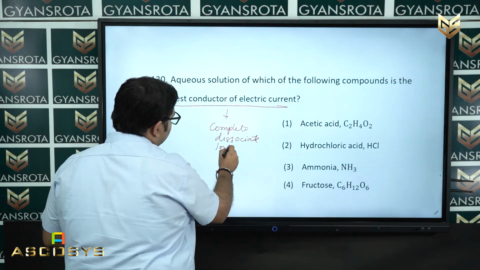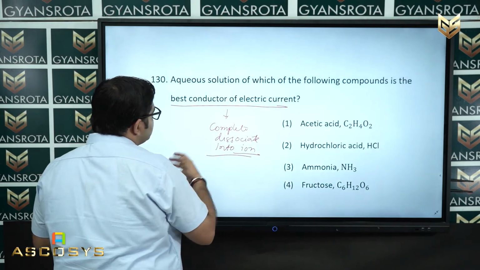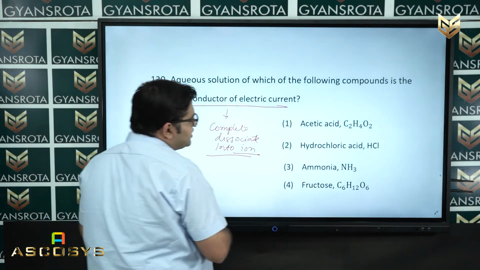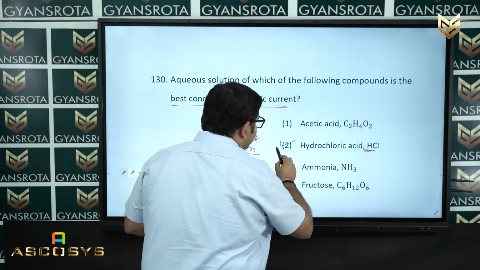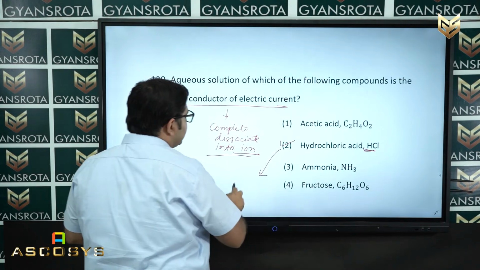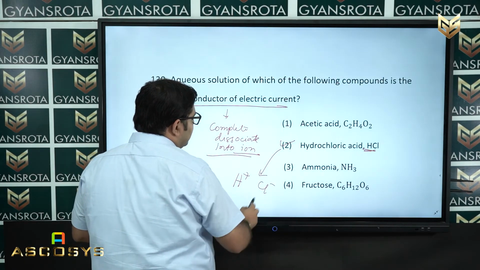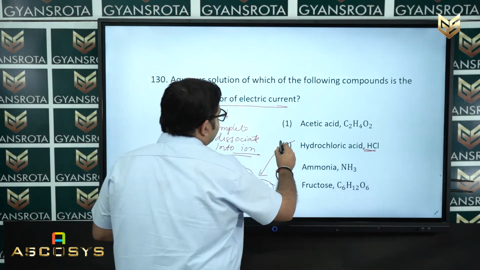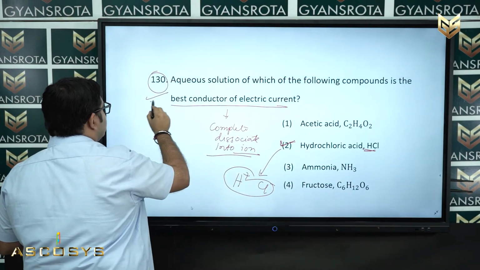into ions, those are the best conductors of electric current. Now, among all of these, if you see HCl, that is hydrochloric acid, we all know it completely dissociates because it is a strong acid, into H plus and Cl minus. So, this is the best conductor of electric current. So, option number 2 is the correct answer of your question number 130.